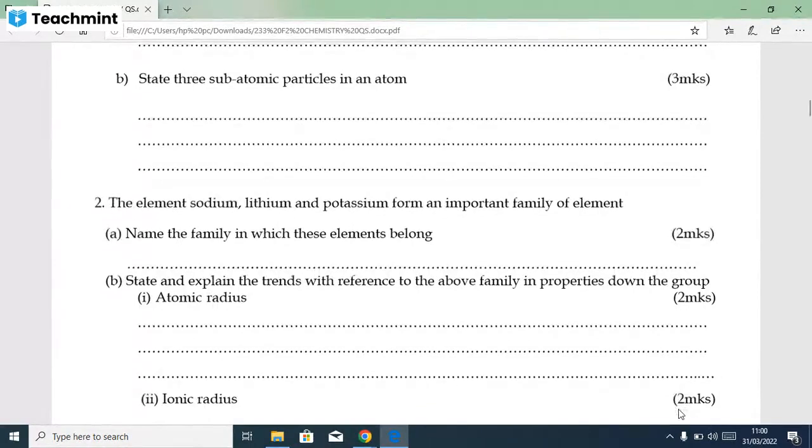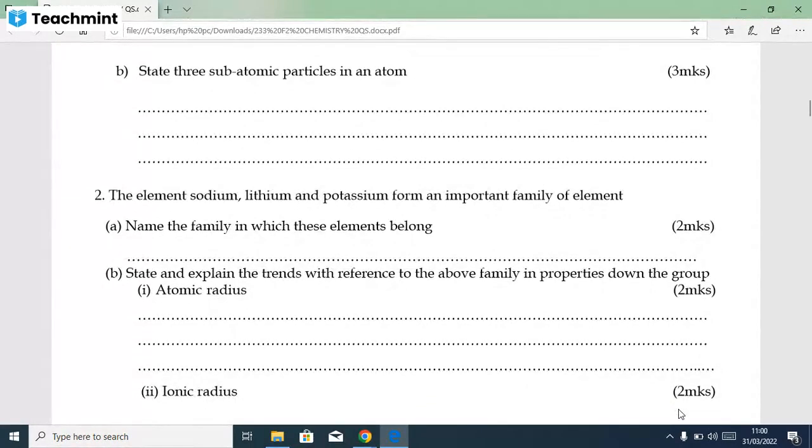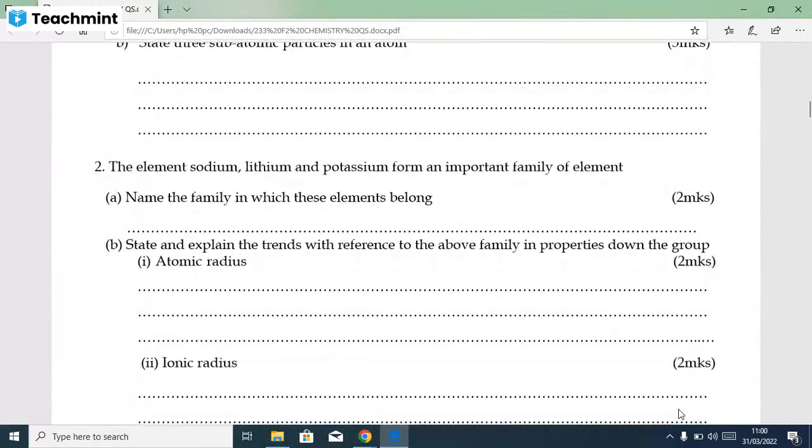If you have any question as we proceed, you can ask. So alkali metals is the name. Read B. State and explain the trends with reference to the above family and properties down the group. So we start with atomic radius. Group 1 elements: the first one is lithium, followed by sodium, followed by potassium.